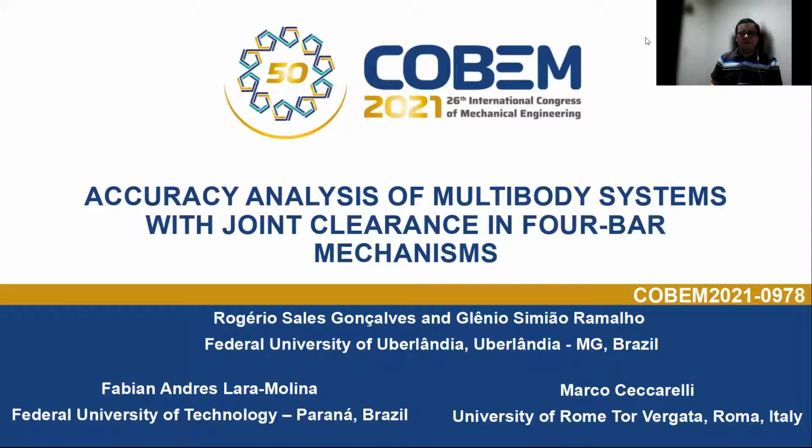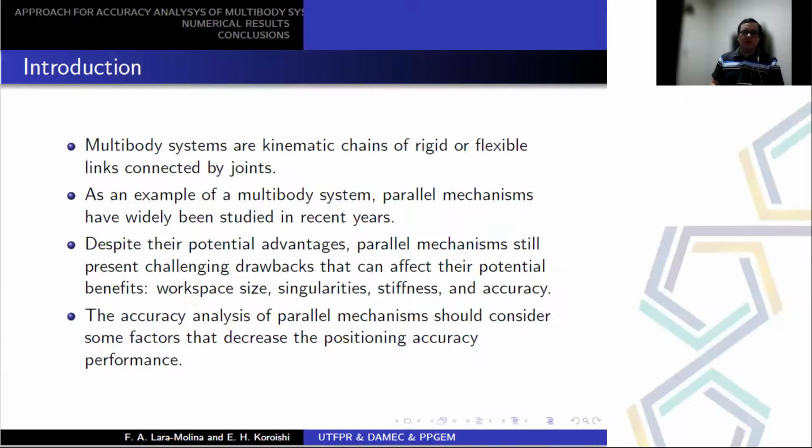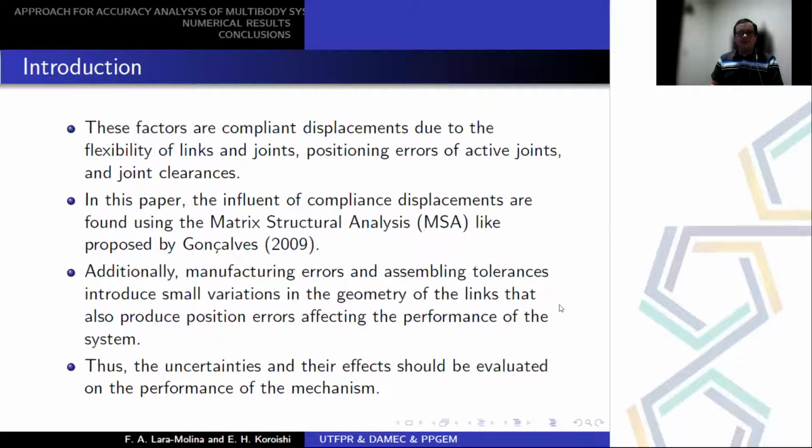Hi, I'm going to present the work entitled Accuracy Analysis of Multibody System with Joint Clearances in a 4-bar mechanism. Multibody systems are kinematic chains of rigid or flexible links connected by joints. As an example of a multibody system, parallel mechanisms have widely been studied in recent years. Therefore, accuracy analysis of parallel mechanisms is necessary in order to improve their performance.